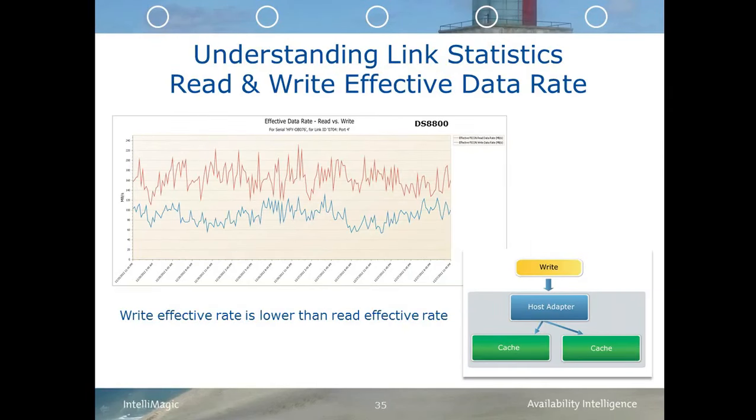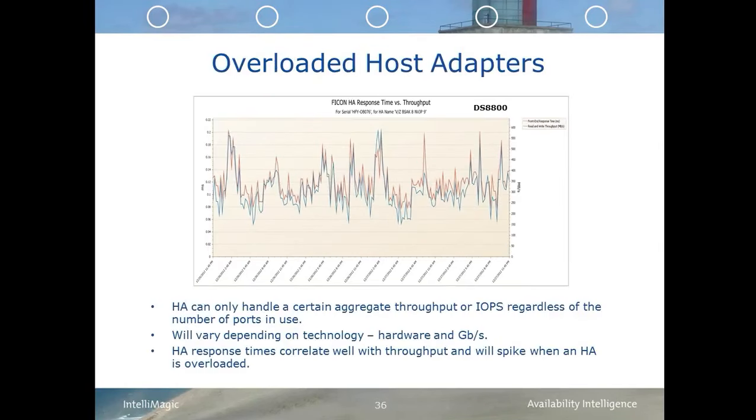Similar to the FICON effective data rate, we can also compute effective data rates from the link statistics. This chart shows an example of that. In general, the effective data rate for reads will be higher than for writes. This makes sense because the host adapter sends write data to 2 different memory locations for resiliency.